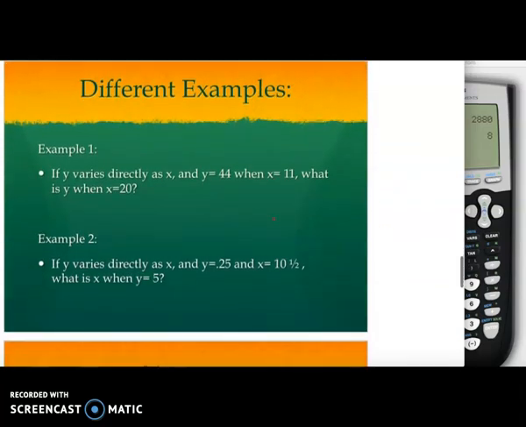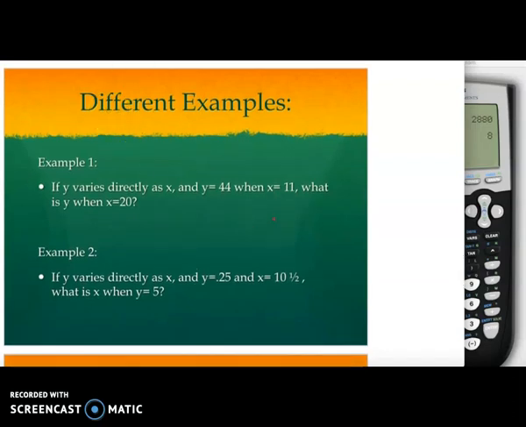Okay, next one. Here's a different example. I think this is actually easier because we have less words. If y varies directly as x and y equals 44 when x equals 11, what is y when x equals 20? So if we set up our xy proportions like we always do, we have x is 11 and y is 44. Now, what is y? We don't know what y is. What is y when x is 20?